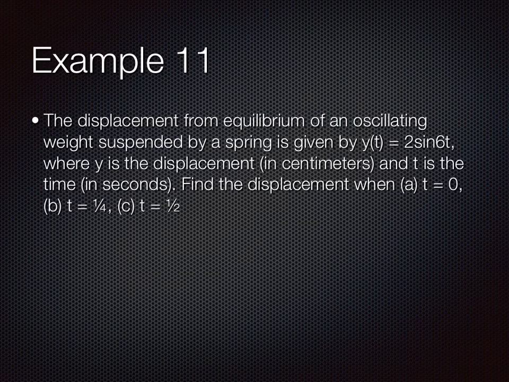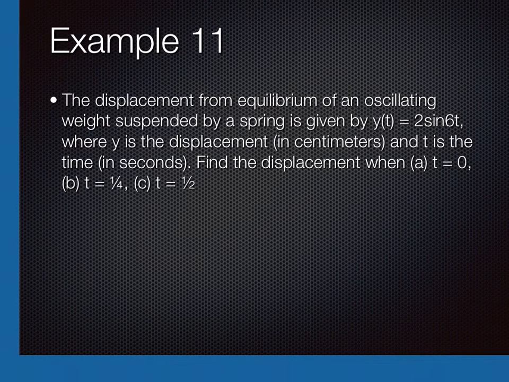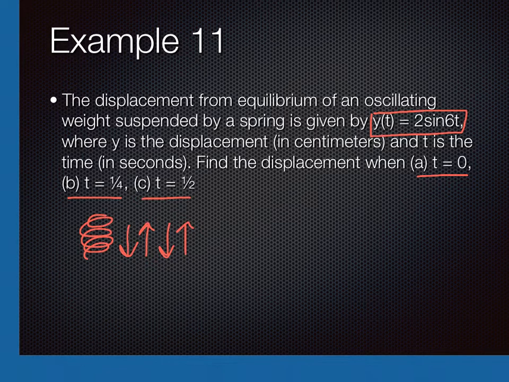Last example is your word problem. It says the displacement from equilibrium of an oscillating weight suspended by a spring is given by the function y of t equals 2 times the sine of 6t, where y is the displacement in centimeters and t is the time in seconds. Find the displacement when A, t is 0, B, t is 1/4, and C, t is 1/2. So what's happening is you have a spring that's being taken down and up and then springs back up and then comes back down and then comes back up. And so the function that's formed by that is that y of t equals 2 sine 6t.